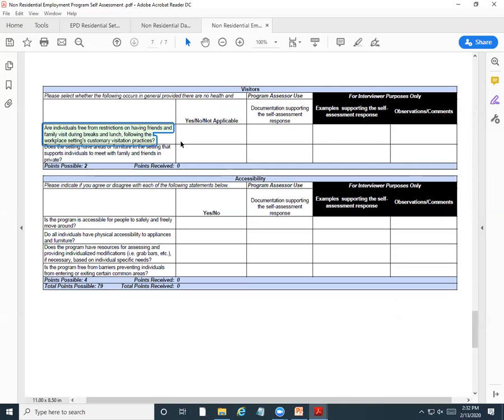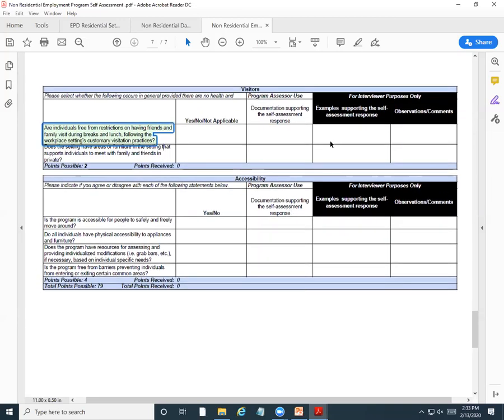I work in an office. My husband can come visit me during lunch if he wants, and no one has any qualms about that. Of course, if I were out on a construction crew, right? Yeah. Probably a little less likely. So that's where we have that customary visitation practices for the workplace setting, because that's going to be very dependent on that setting.